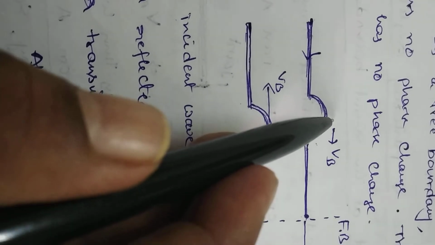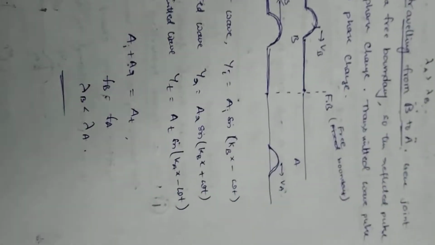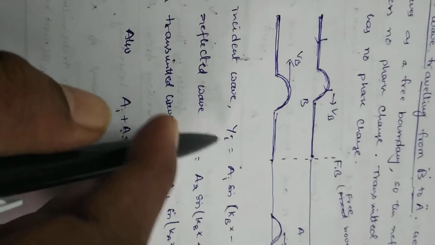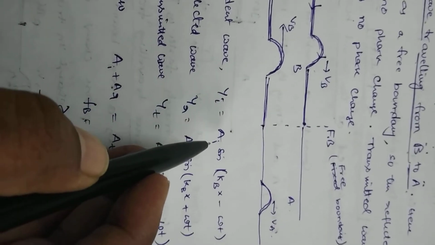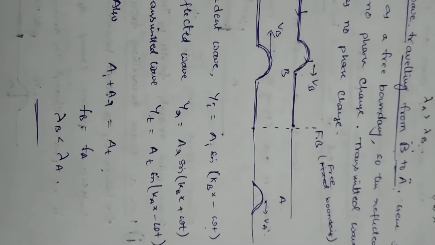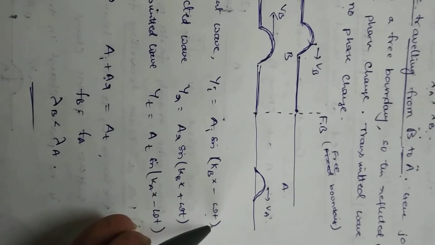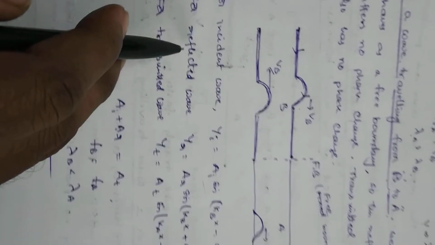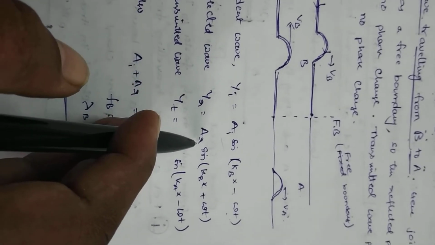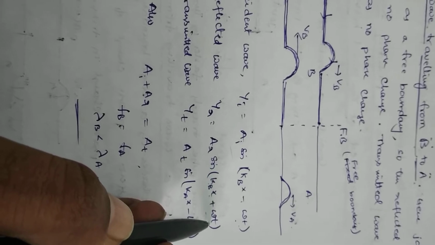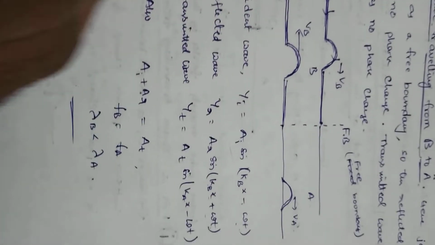The velocity of the wave in B is VB and in A is VA. So the incident wave can be represented by yi = Ai sin(kbx − ωt). Do you understand? Why is it a negative sign? Because the wave is traveling along the positive x-axis. For the reflected wave, yr = Ar sin(kbx + ωt).